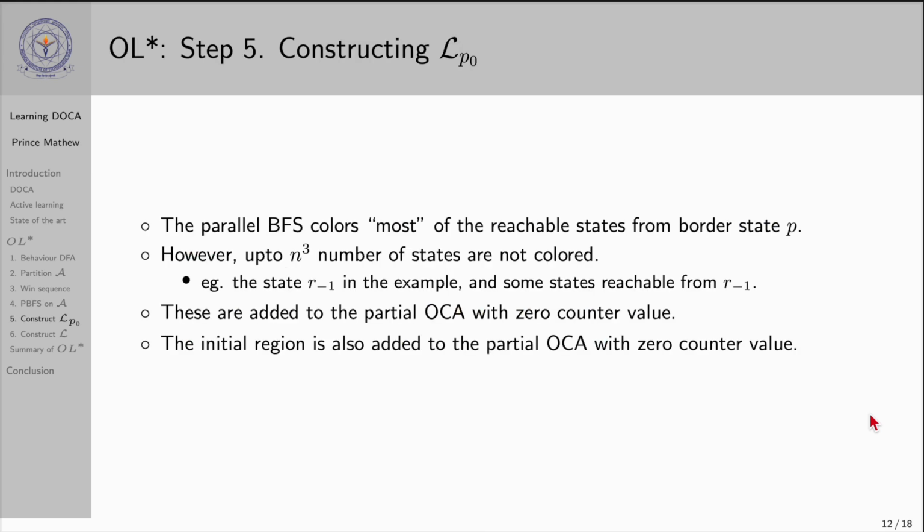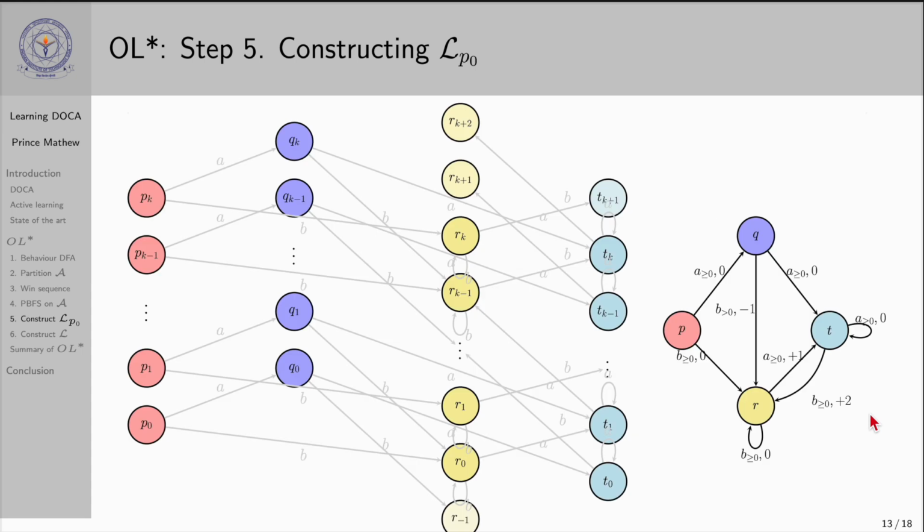So the parallel BFS colors most of the reachable states from a border state, but up to some polynomially many states are not colored. For example, the R minus 1 in the previous example, and some states reachable from R minus 1. However, these states are added to the partial OCA with 0 counter value. So the initial region is also added to the partial OCA with the 0 counter value to obtain a partial OCA for the border state.